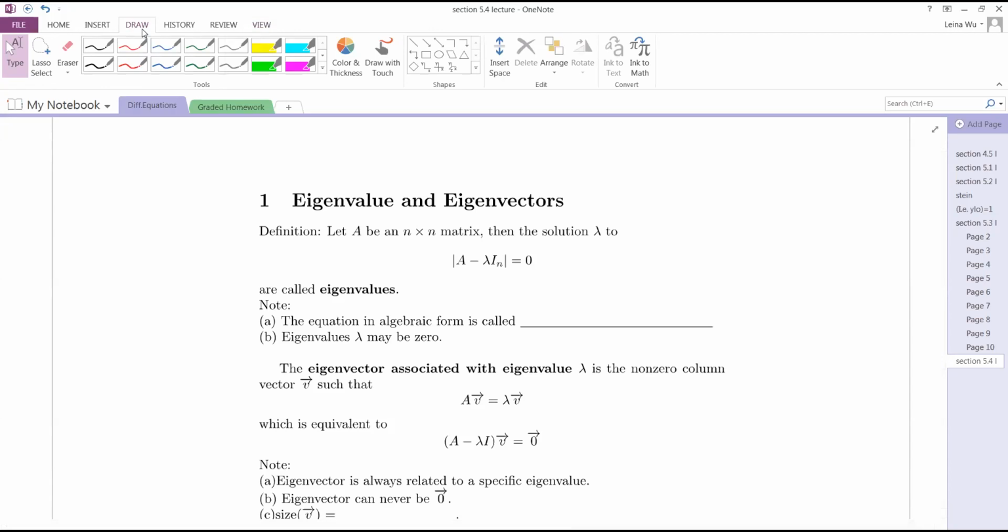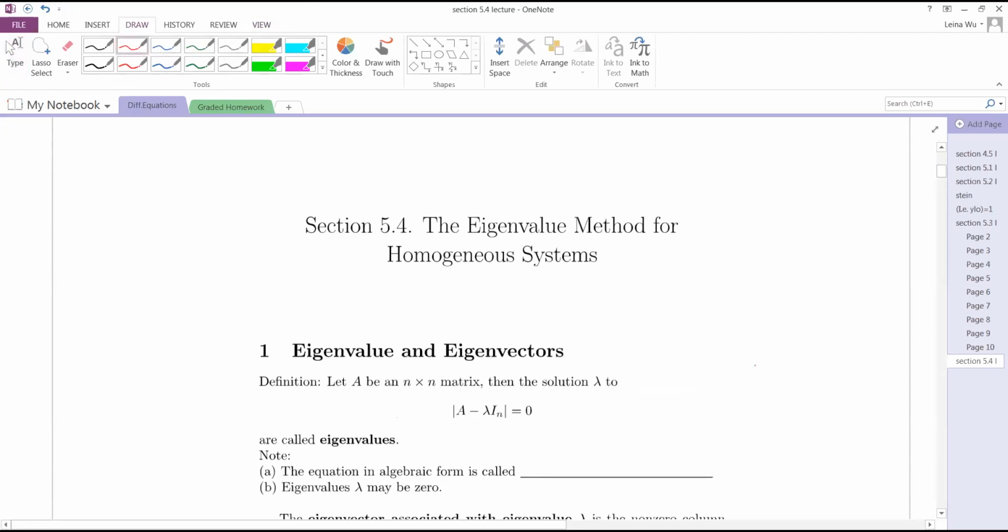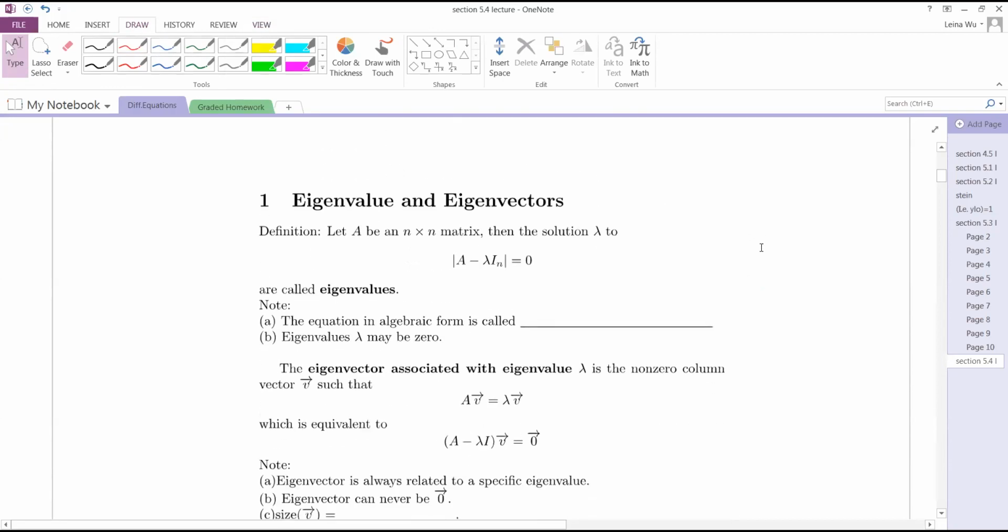So in order to understand that method, first of all, we need to know what eigenvalue and eigenvector are. For some of you, this would just be a quick review, but for some of you, this would be new. Okay. So first of all, let's take a look at the definition for eigenvalue and eigenvector. The definition basically is if A is an n by n matrix.